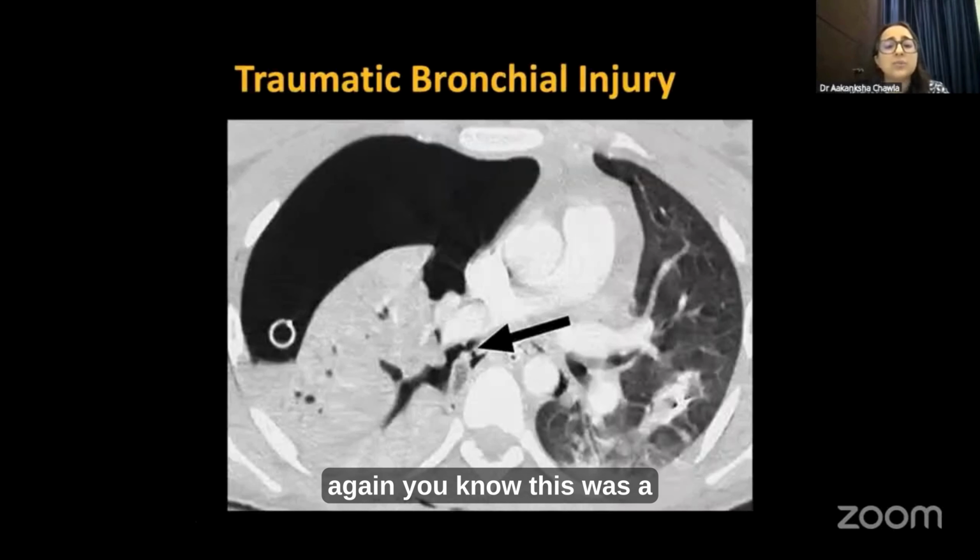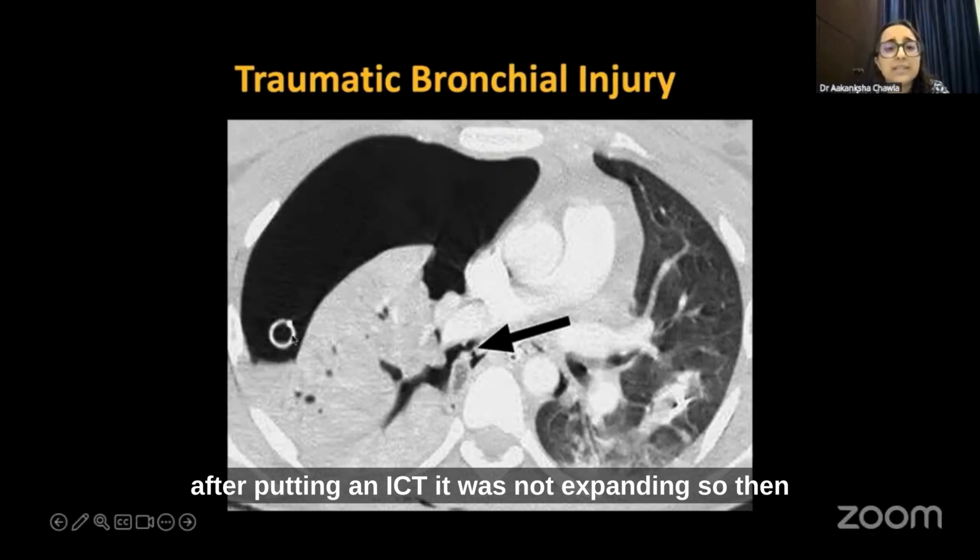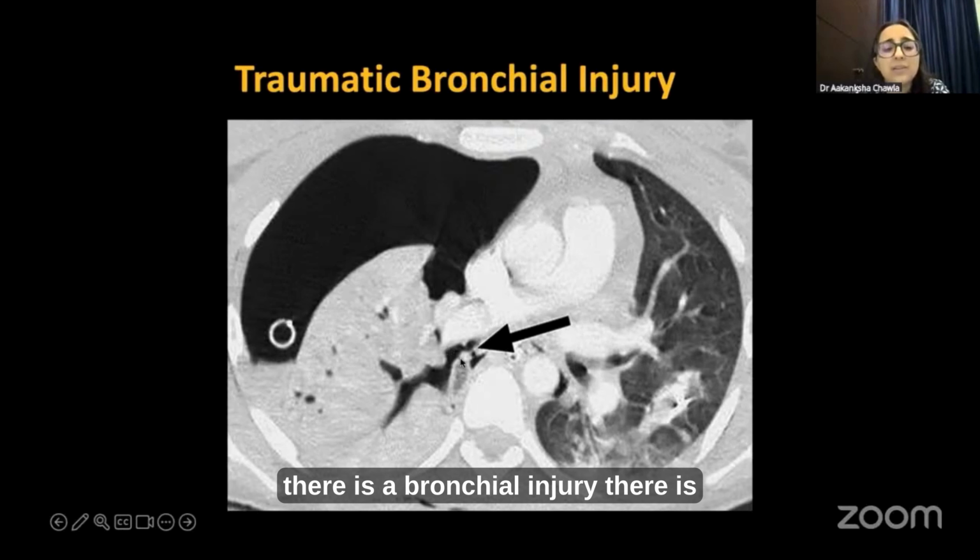Then again, this was a case of hydropneumothorax, and after putting in an ICD, it was not expanding. So then, in this contrast study, what you can see is a case of trauma, and there is a bronchial injury. There is an air leak happening, if you can appreciate over here.